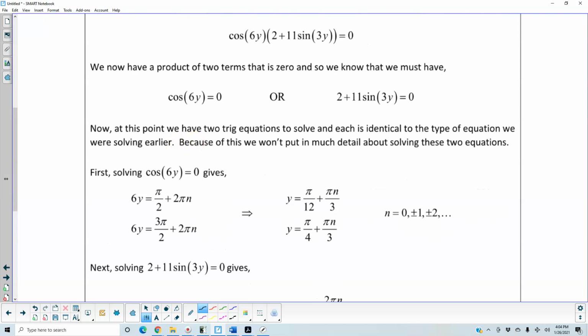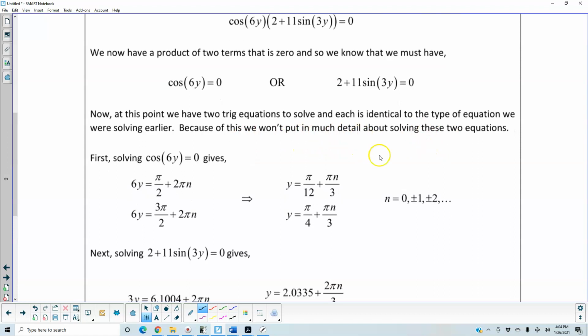So now at this point, we have two trig equations to solve, and each is identical to the type of equation we were solving earlier. Because of this, we won't put in much detail about solving these two equations. So in here, first we're solving cosine of 6y is equal to 0. So we get 6y, which is equal to pi over 2 plus 2 pi n, or 6y is equal to 3 pi over 2 plus 2 pi n.